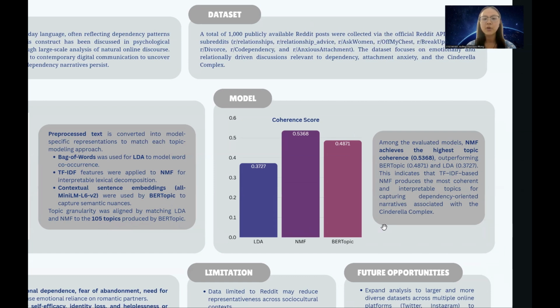And then to evaluate the models themselves, we use the topic coherence score. We use the topic coherence score because it indicates how well the words within each topic are related to each other, making the topics easier to interpret. So the higher score means the better model it is.